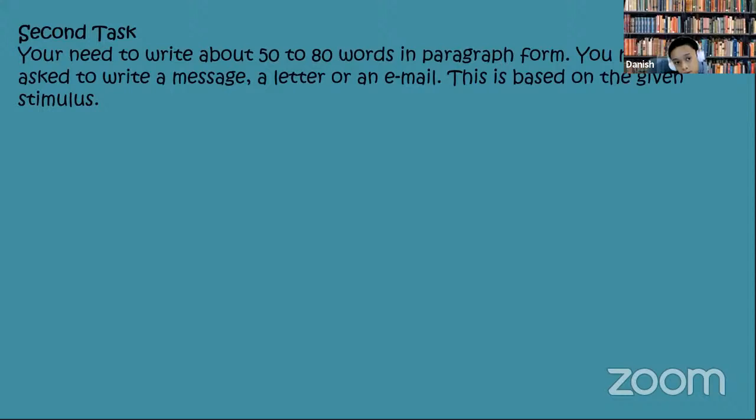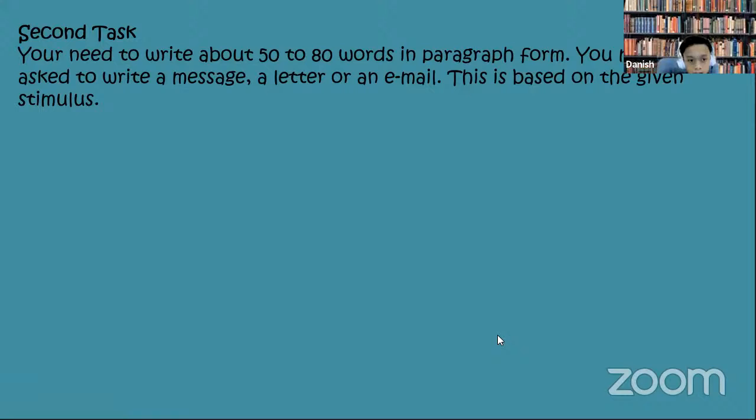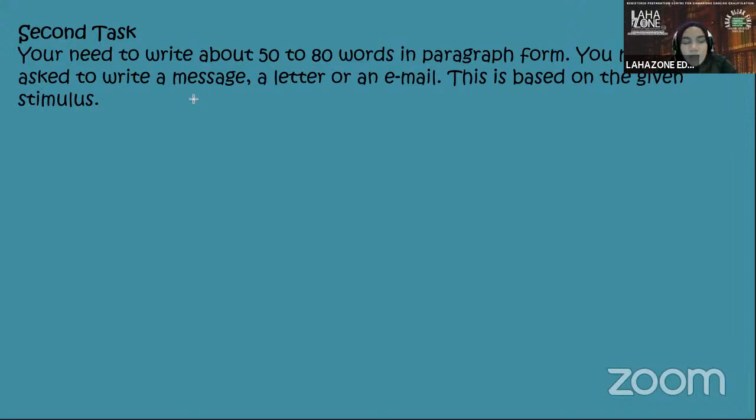Second task. How about the second task in section B for your writing paper? Can you read this second task, Danish? What do you have to do for the second task? You need to write about 50 to 80 words in paragraph form. You may be asked to write a message, a letter, or an email. This is based on the given stimulus. Okay, you need to write about 50 to 80 words in paragraph form. What does paragraph form mean?